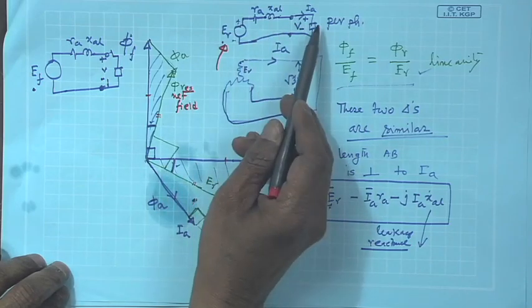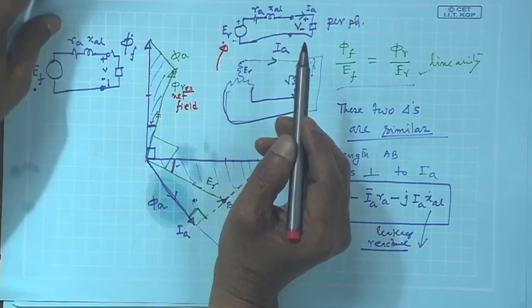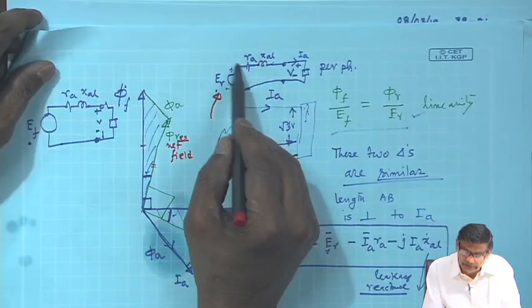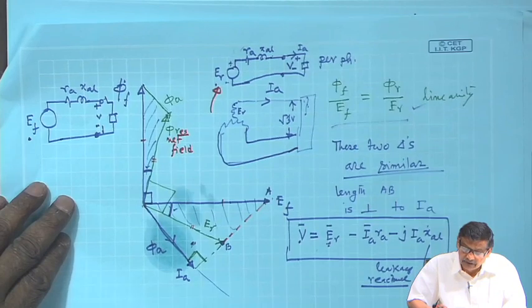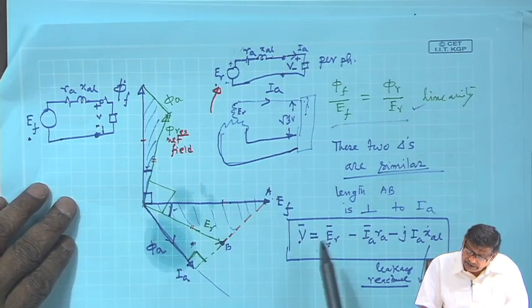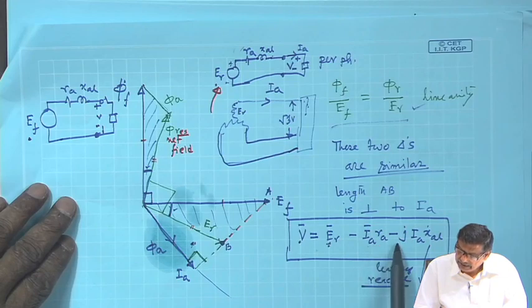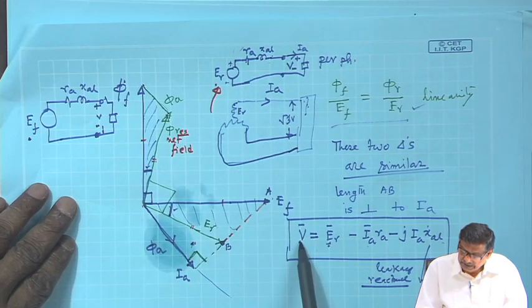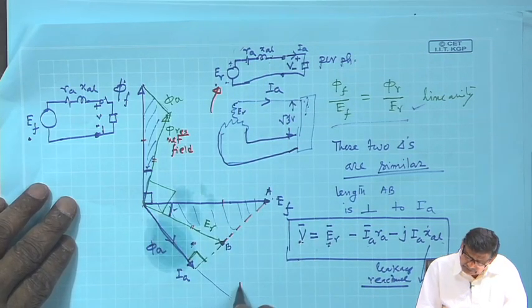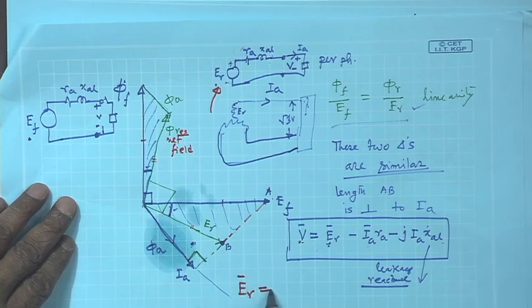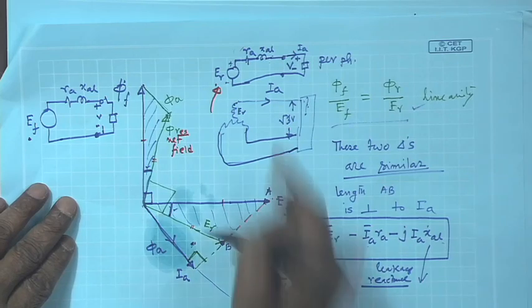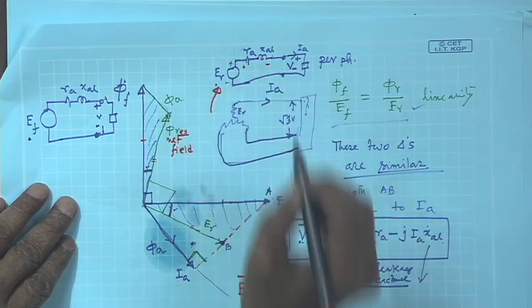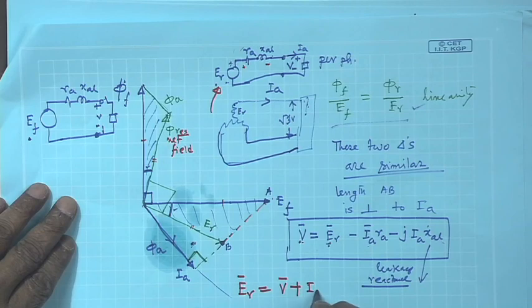and it is delivering a current IA, and this is the R A plus j X L, the leakage impedance per phase of the armature coil. Therefore, ER minus IA RA minus j IA XL, if you subtract this drop here, you will get the terminal voltage. Or in other words, it can also be written as ER is equal to terminal voltage plus these drops here. So, this will be I A R A plus j I A X L. This will be your E R.